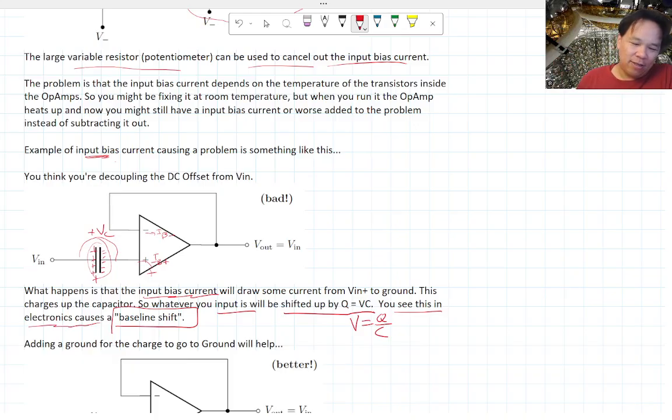And that's going to cause a problem, because you were expecting your input to be between +1 and -1 volt. But if you run the thing for 5 minutes, now it's between 2 and 0 volt instead, because you have this baseline shift.